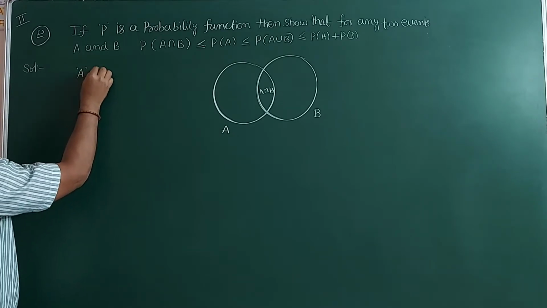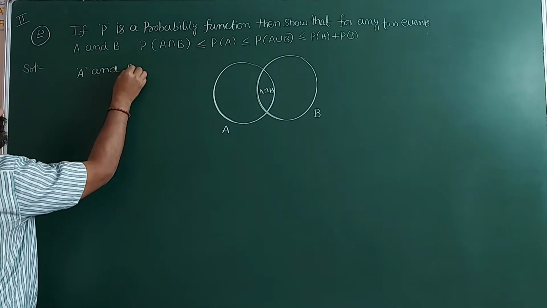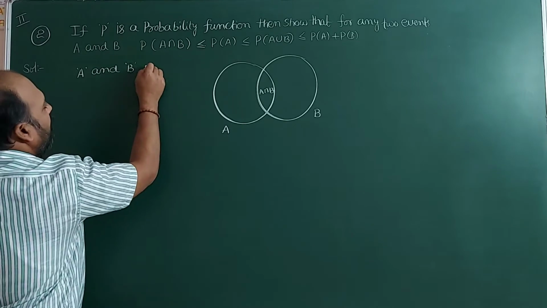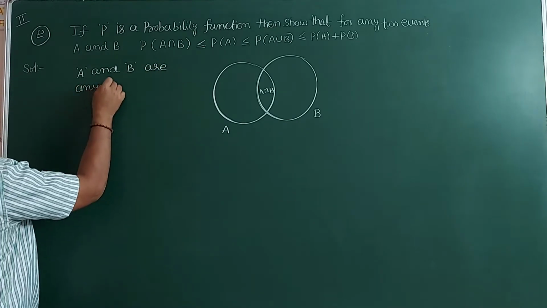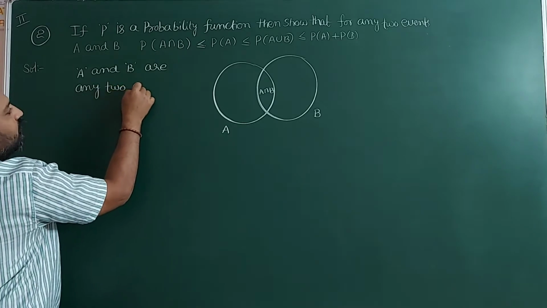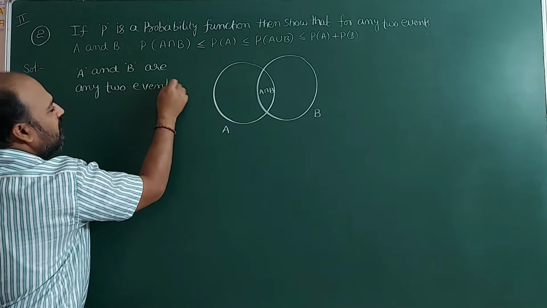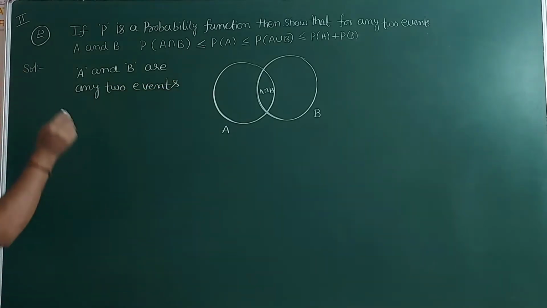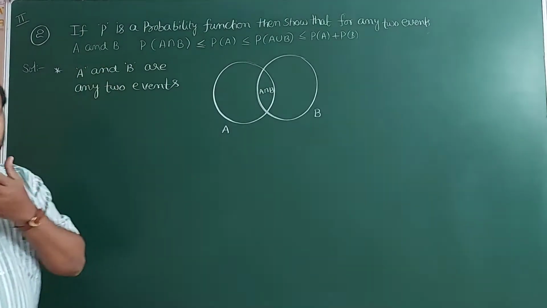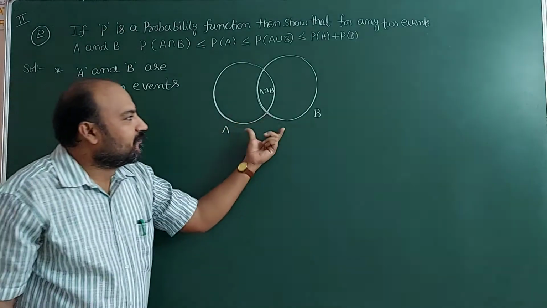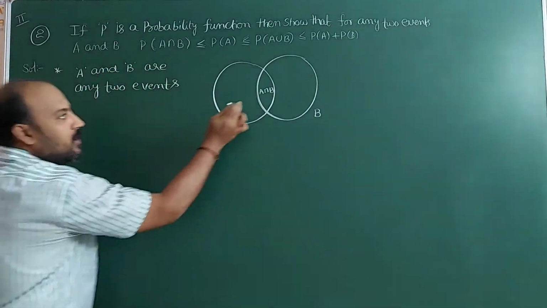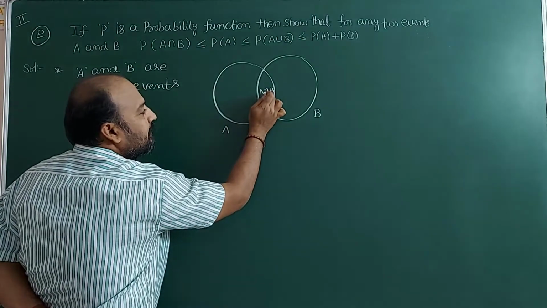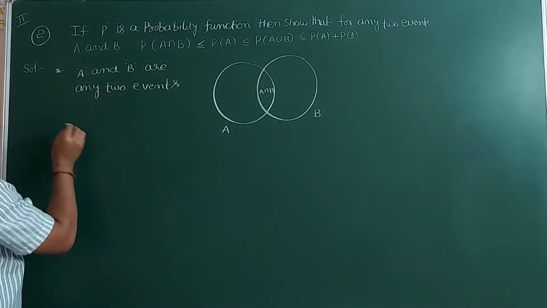A and B are any two events in the sample space, and P is the probability function. From the figure, we observe that the common part, A intersection B, is less than A.